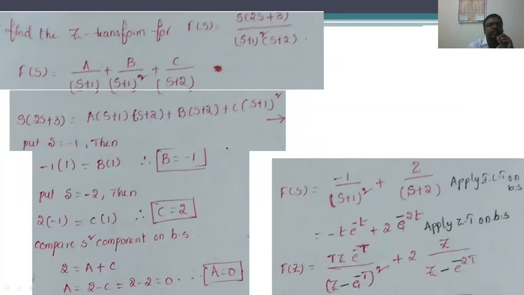Find the Z transform for the function F(s) = s(2s + 1) divided by (s + 1)² into (s + 2). Obtaining the partial fraction expression for this one: A divided by (s + 1) plus B divided by (s + 1)² plus C divided by (s + 2). Equating this equation, we get the first equation here.